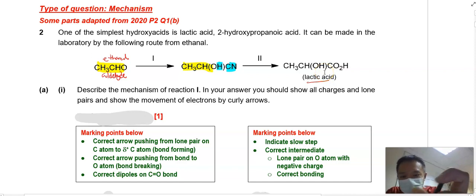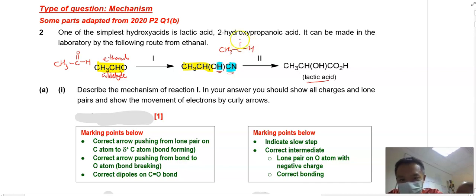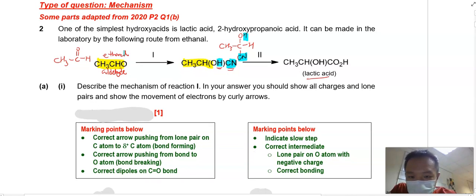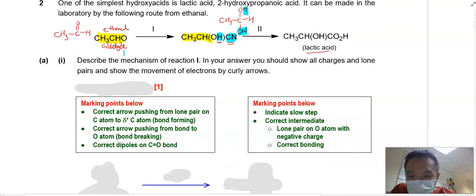In stage 1, comparing the formula, HCN is being added across the C=O double bond. If you compare the formula of CH3CHO and CH3CH(OH)CN, it's quite evident that the CN and H are added across the C=O double bond. Therefore this is an addition type of reaction.